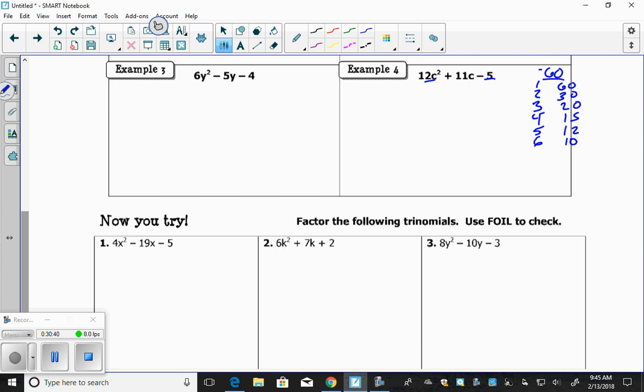Okay, they have to multiply to get a negative. So that means, do they have the same sign or opposite signs? Opposite signs. The bigger number is going to be positive. Why? Because the middle is positive. The bigger number takes the sign of the middle term. So all of these are positive, so that means these are negatives.